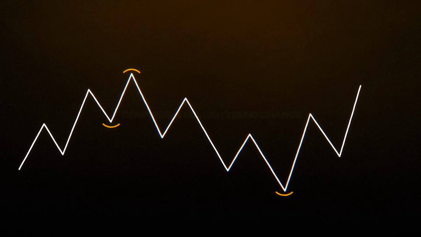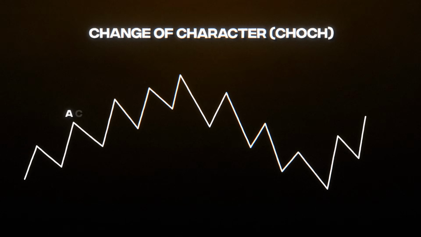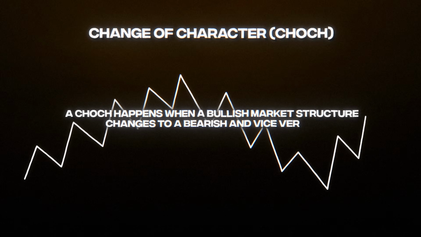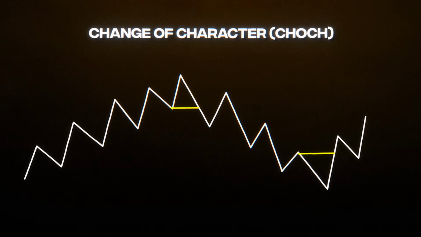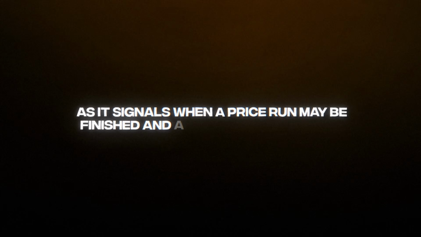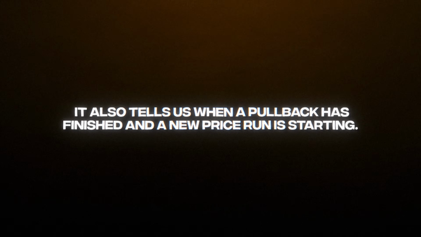A common term that is used by SMC traders is the change of character. By definition, a change of character happens when a bullish market structure changes to a bearish market and vice versa. It is important to note that these usually happen a lot more frequently within internal structure on the lower time frame. This is a very good concept to use as it signals when a price run may be finished and a pullback is starting. It also tells us when a pullback has finished and a new price run is potentially starting.